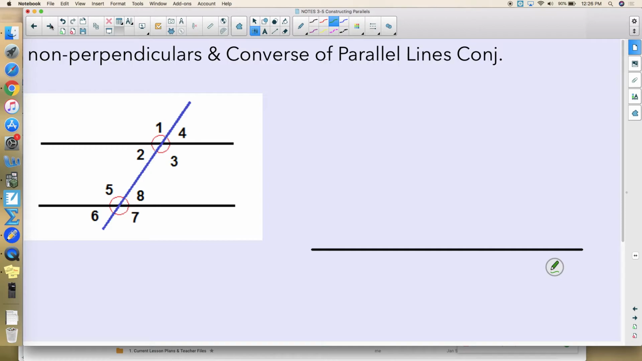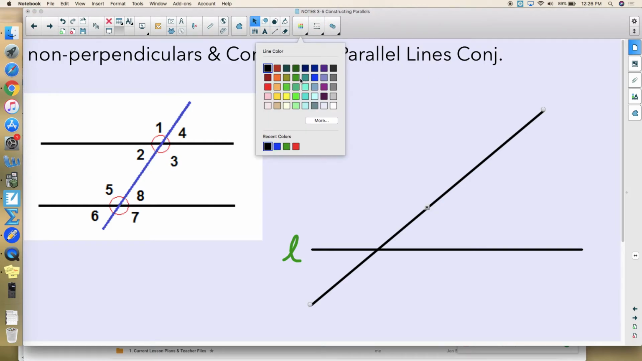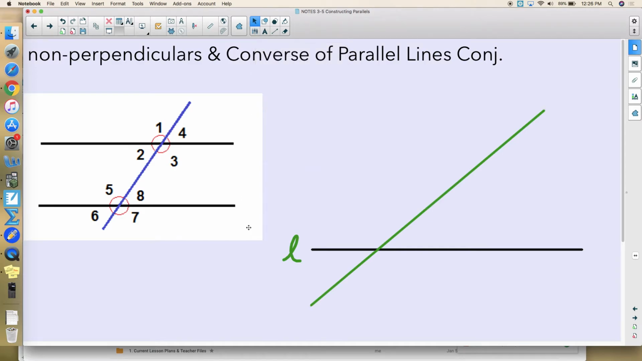So our goal is going to be to make a line parallel to line L. And therefore, line L needs a transversal coming through it. The transversal can come through at any angle. So with your straight edge, you would simply make a transversal coming through that original line. I'm going to color my transversal green just so that we know that that's the one that's serving as our transversal. You don't need to do that.